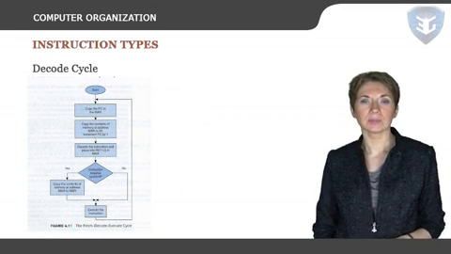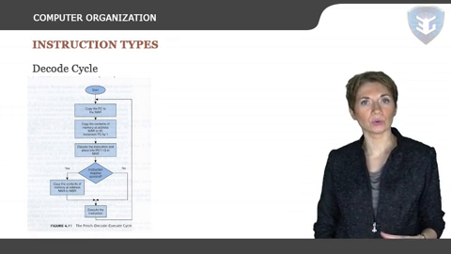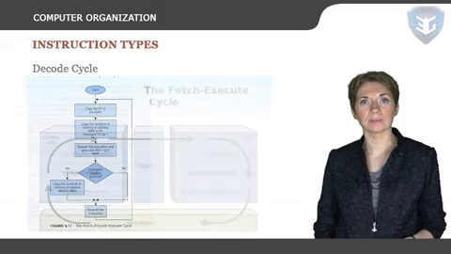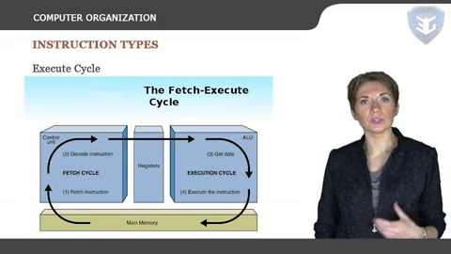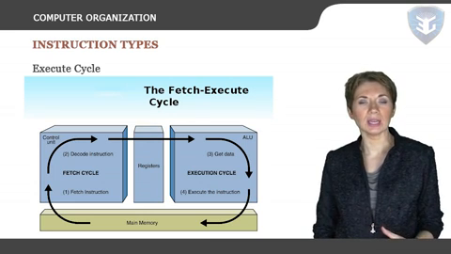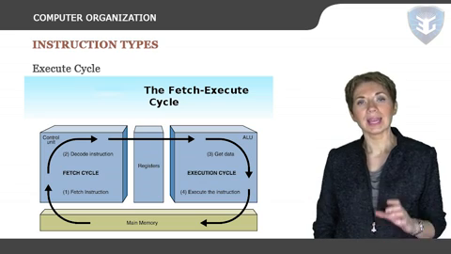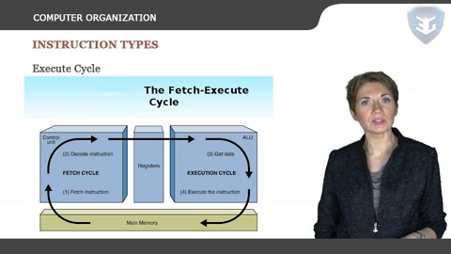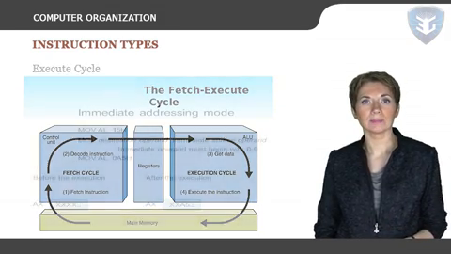Decode cycle. Here, the control unit checks the instruction that is now stored within the instruction register. Execute cycle. The actual actions which occur during the execute cycle of an instruction depend on both the instruction itself and the addressing mode specified to be used to access the data that may be required.